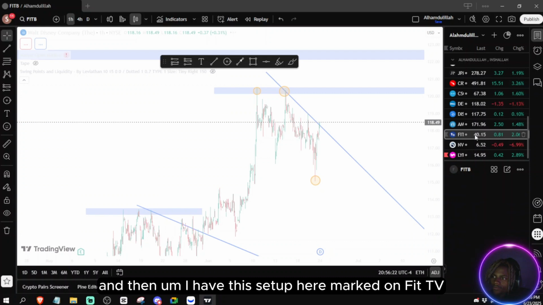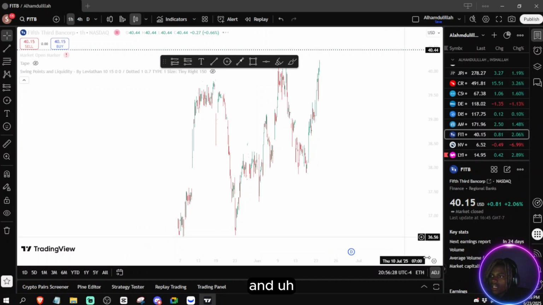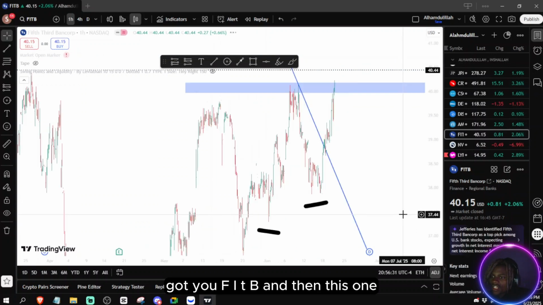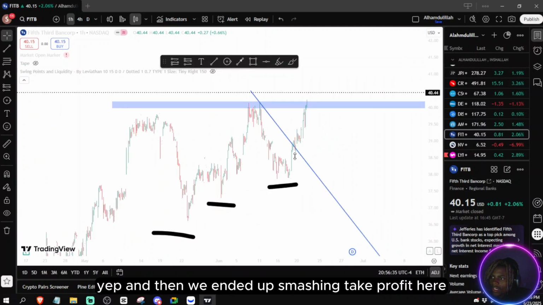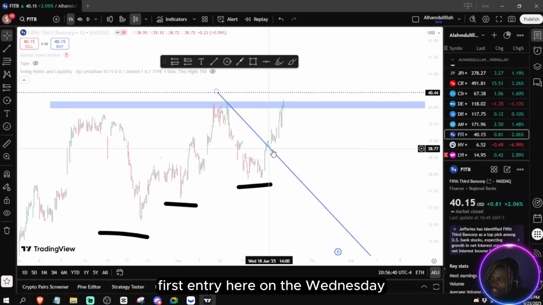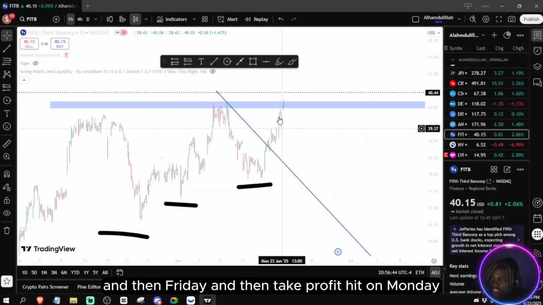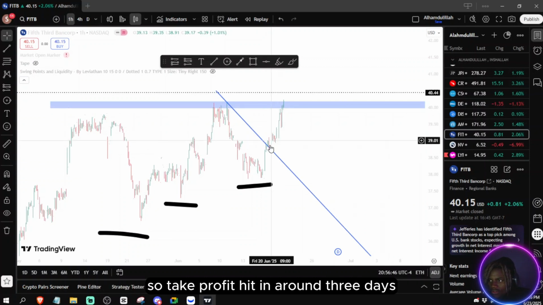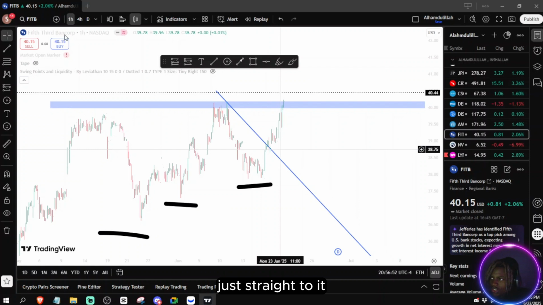And then I have this setup here marked on FITB. And then this one, yep, and then we ended up just smashing take profit here, as you can see, trend line here. First entry here on the Wednesday, no market open on Thursday, and then Friday, and then take profit hit on Monday. So take profit hit in around 3 days here on this trade. And as you can see, not even any retracement. Literally as soon as the trend line broke, just straight to it.